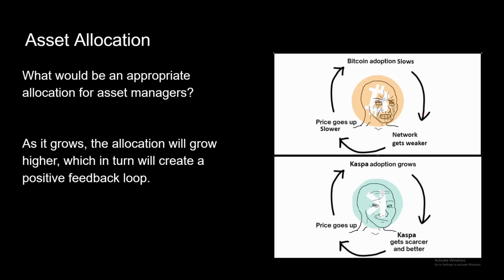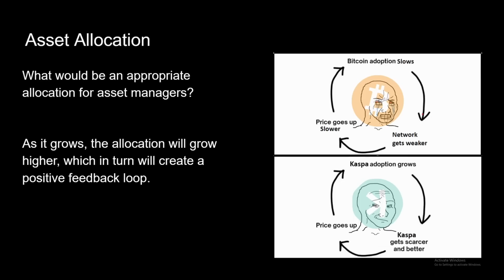But as Kaspa grows, the risk inherently goes down. And so the allocation will grow higher of what they will want to put into Kaspa. And that in turn will create a positive feedback loop where, because it's less risky, they are willing to put more money in, and that drives the price higher, inherently making it less risky. And bearing in mind, if this does start playing out, it will likely be outperforming most other assets out there. And so this is the virtuous cycle that Bitcoiners want Bitcoin to continue going on.